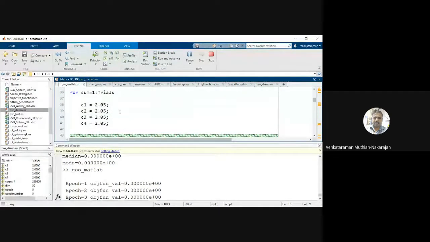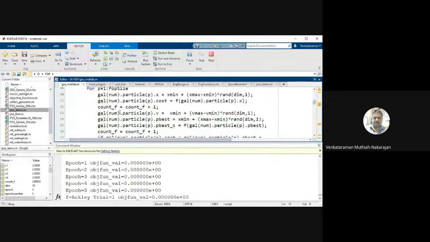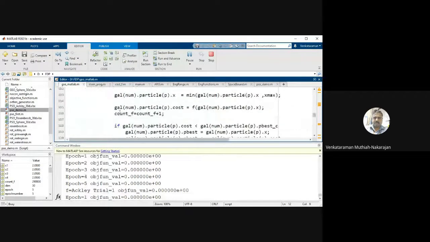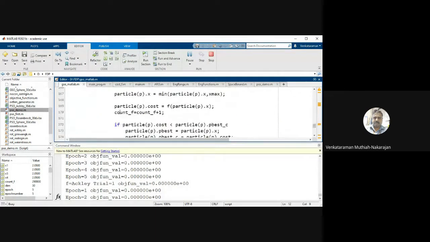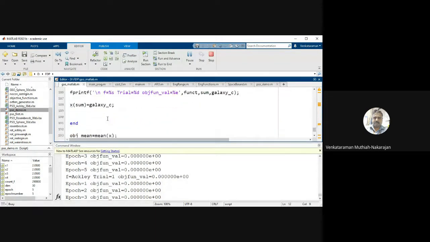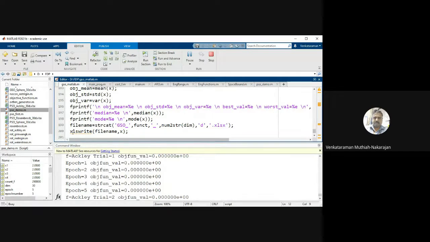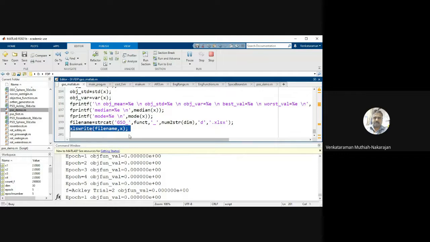Once it does all the processing, it will store all the values in an Excel file. This command will allow 51 runs of the GSO algorithm on the ACLI function, and the results will be stored in GSO func num2 string dim. This is a file name, and in that particular file, all the values of GSO are stored.